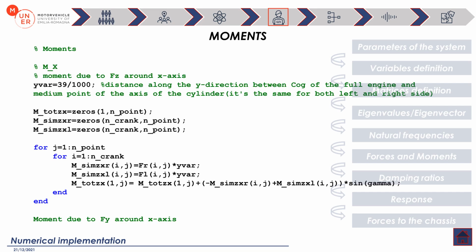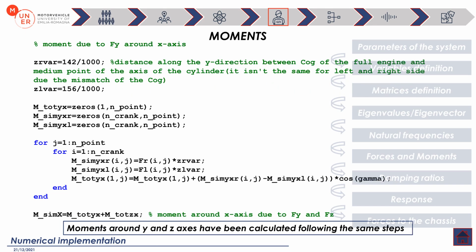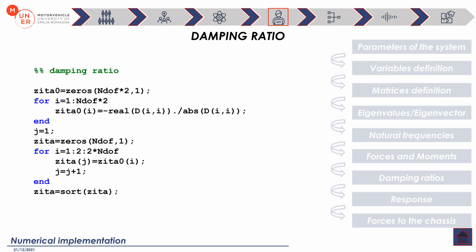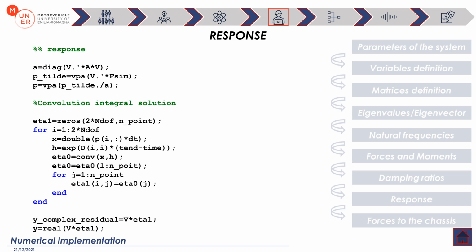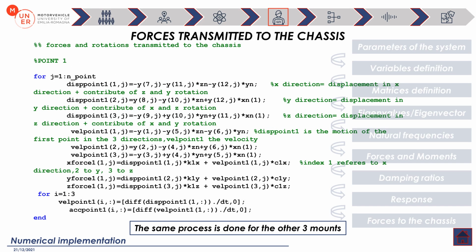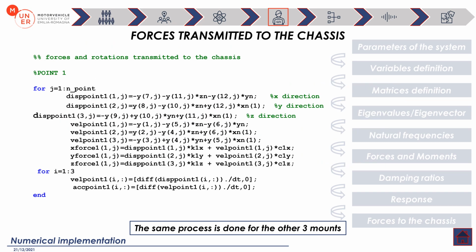Here are shown the moments implemented on MATLAB. Damping ratios have been calculated with the formulas in the theoretical model, and they have been used to determine the time response by applying the convolution integral. In the end, the code for the forces transmitted to the chassis has been written and implemented on MATLAB.